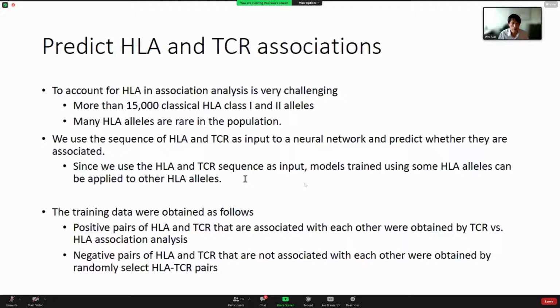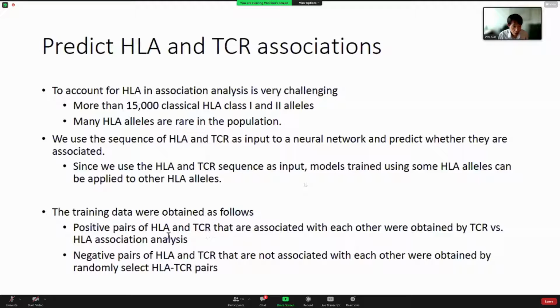So here we want a more general approach. We first study the HLA and the TCR using a neural network model, and then predict whether they are associated or not. This information can be helpful for many downstream analyses. Here we just use the sequence as input. So if there are 15,000 HLA alleles out there and we only use 1,000 HLA alleles to train our model, and then we get a new HLA allele but we know its sequence, we can still plug it into our model to make a prediction.